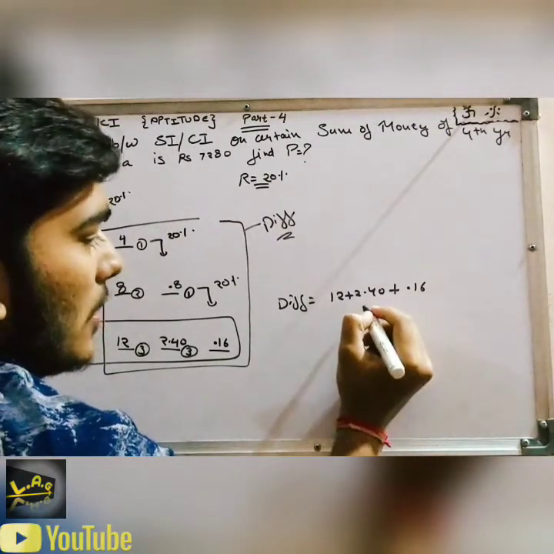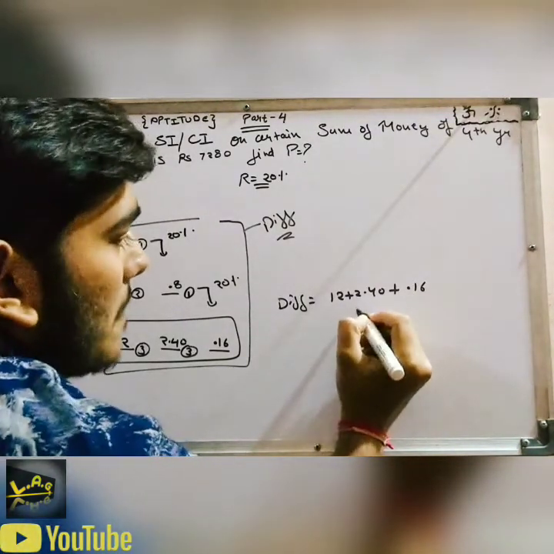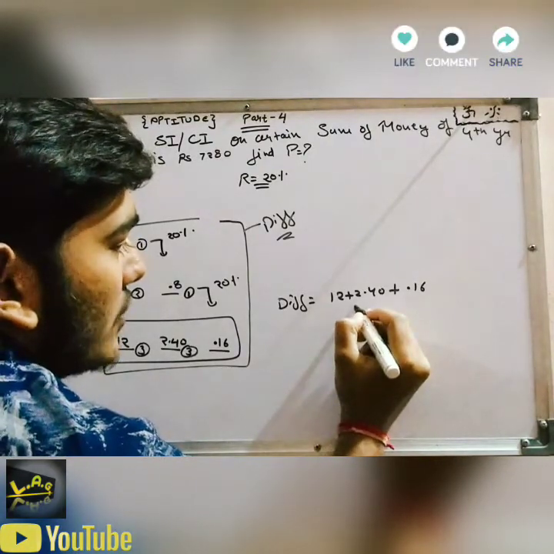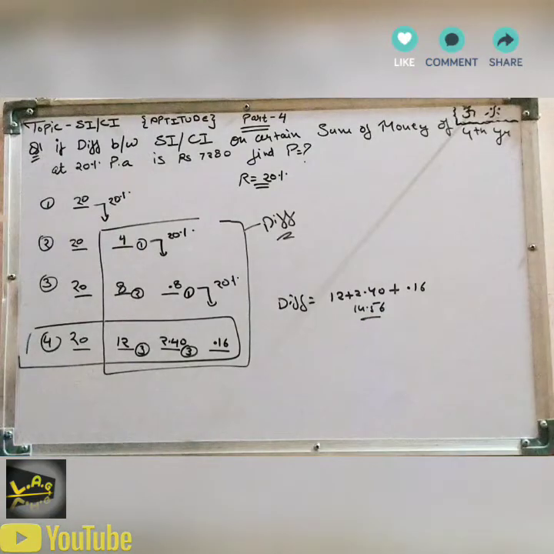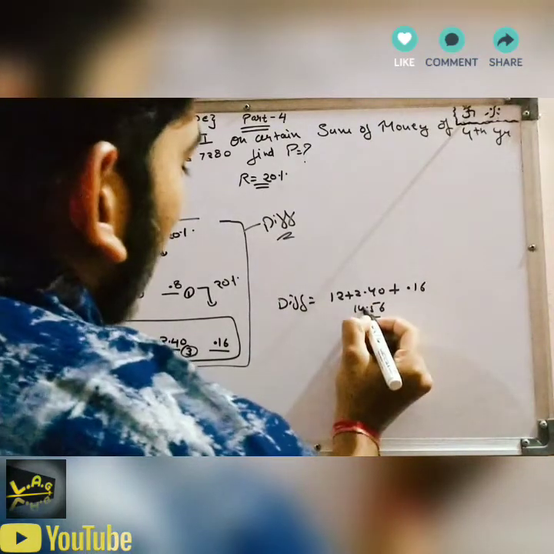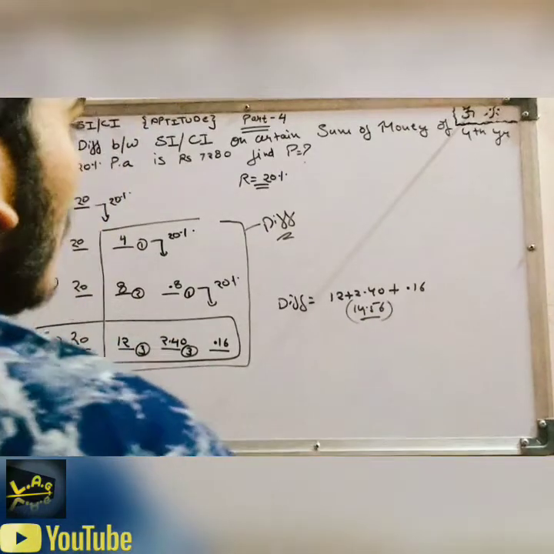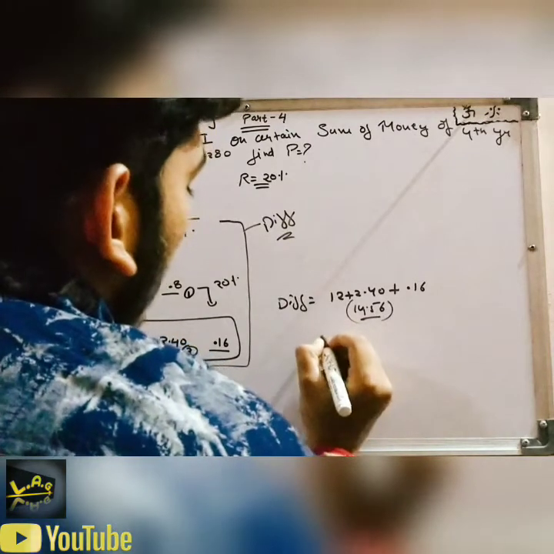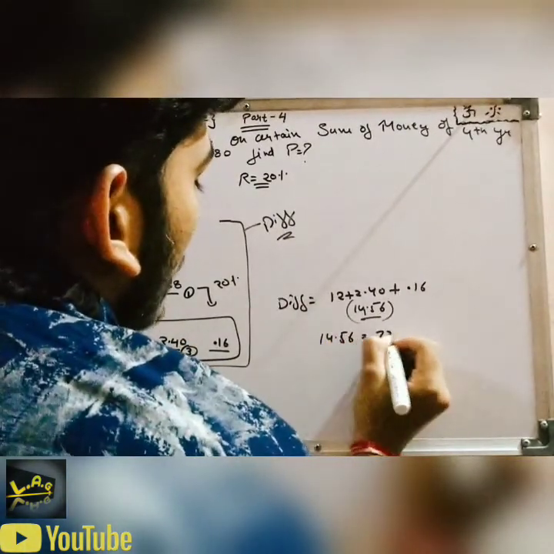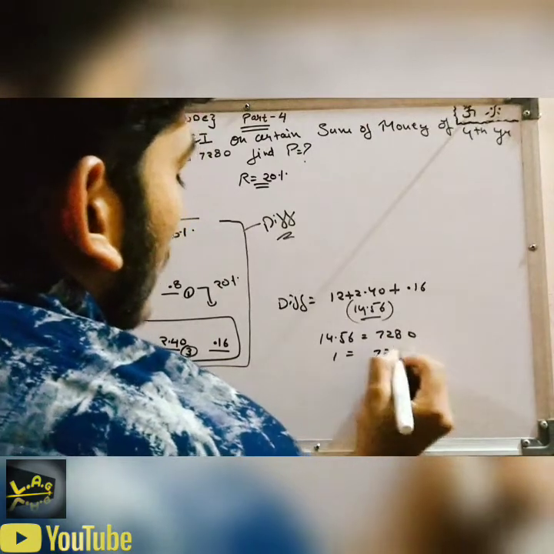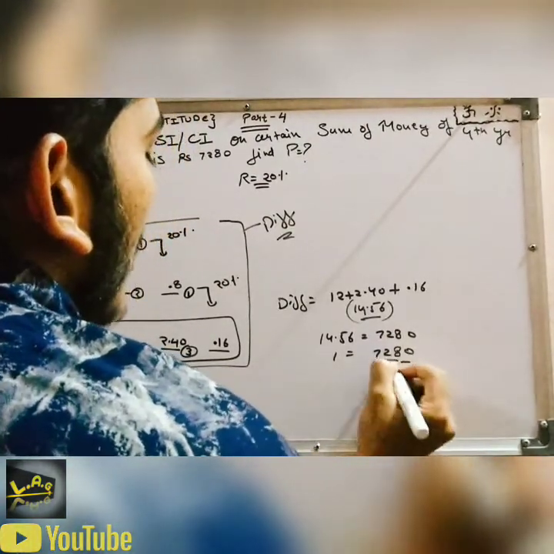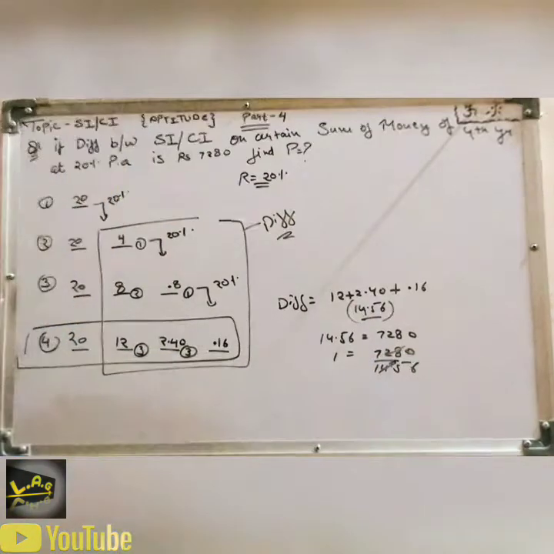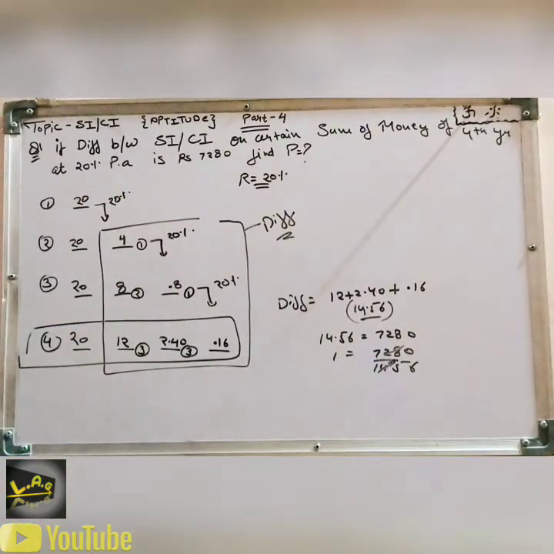So you will get 14.56, I think. Let me check once. Yes, 14.56, because 12 plus 2.40 is 14.40 and plus 0.16 is 14.56. Now the difference is given as 7280. Then we put 14.56 equals 7280. So 1 equals 7280 upon 14.56, and after solving this you will get 500.